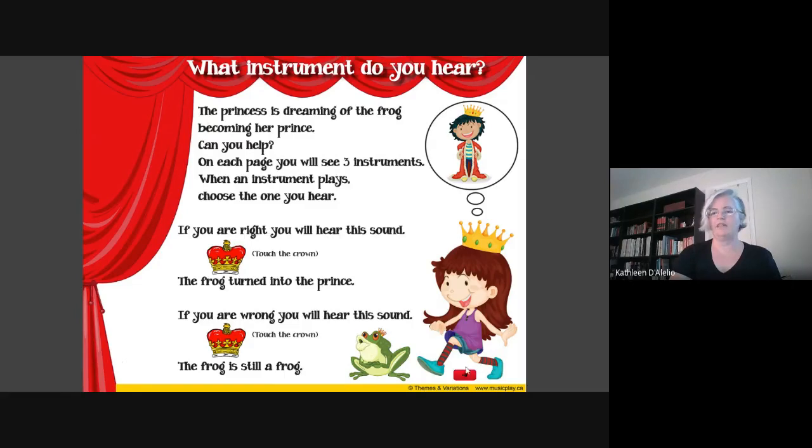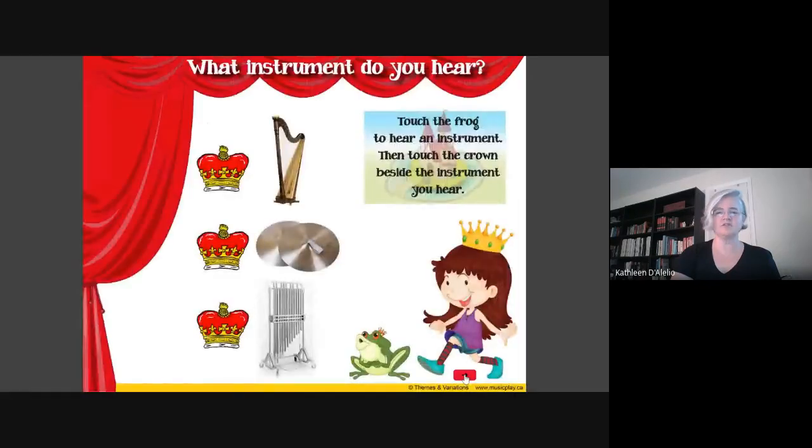Frogs all day. And then remember to turn the page. You've got to turn the page in this game. It's that little red arrow down there. Okay, so let's just do a couple as an example. Touch the frog to hear an instrument.